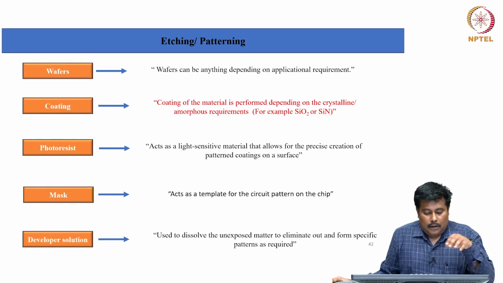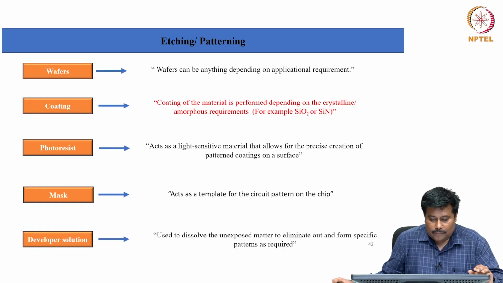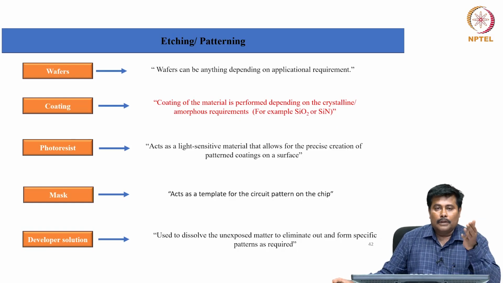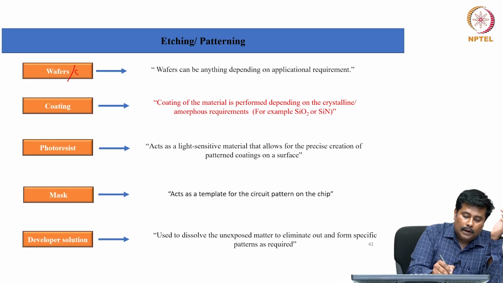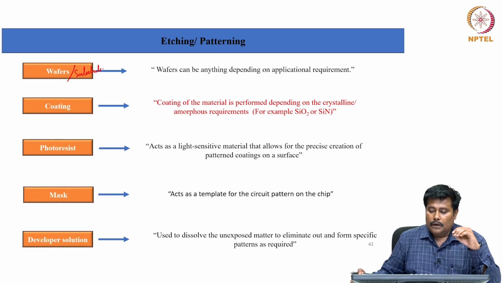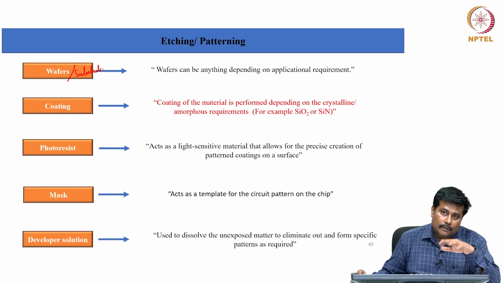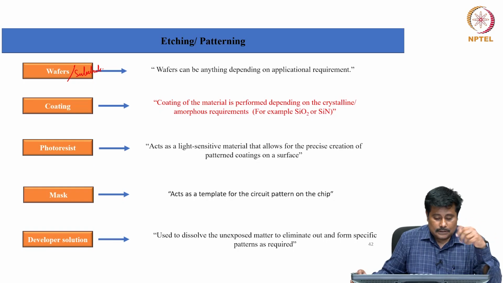Overall, if you look at the elements participating in etching or patterning, we have wafers. Wafers can be anything depending upon the application requirement. Ideally, wafers are nothing but the substrate which we have discussed a lot. Then we have a coating. Coating of the material is performed depending on the crystalline as well as the amorphous requirement. So, we have a coating layer and then we use a certain amount of treatment to create crystalline structures or a single crystal structure, etc.